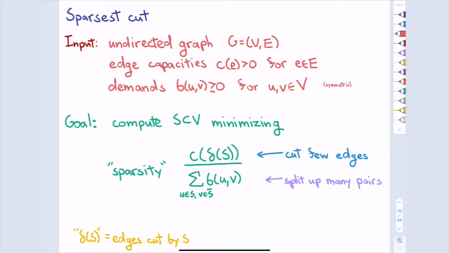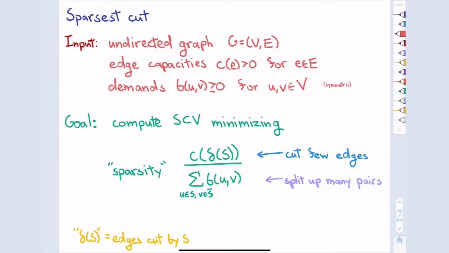Okay, and my goal is to compute a set of vertices S that minimizes this ratio, which we'll call the sparsity. In the numerator, I have the capacity of all the edges that are cut. So delta S denotes the set of edges that are being cut by S.